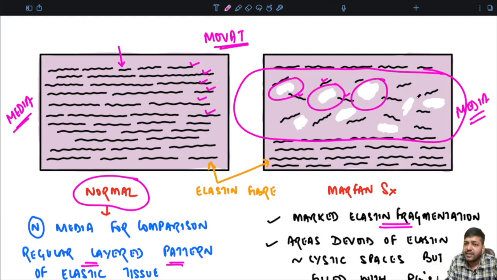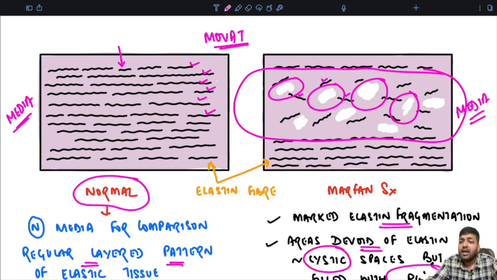These are the cystic spaces that are created, and these cystic spaces become filled with a basophilic, mucinous material called proteoglycans. So areas devoid of elastin fibers form cystic spaces, but they become filled with proteoglycan. This is called cystic medial degeneration, as we can appreciate over here. This is a patient of Marfan syndrome, and such cystic medial degeneration can be appreciated.